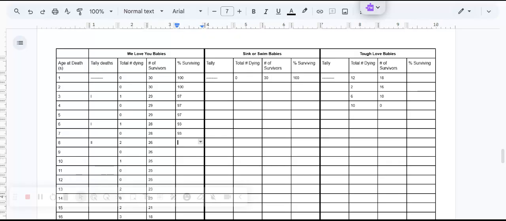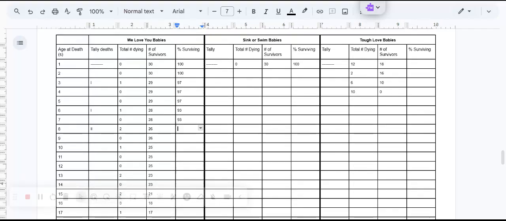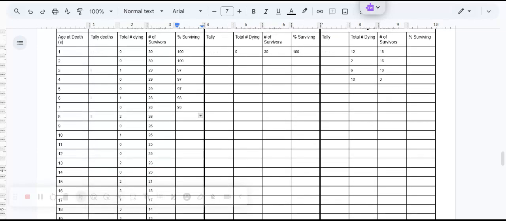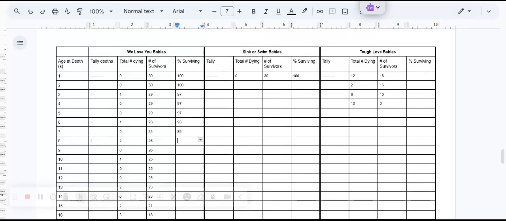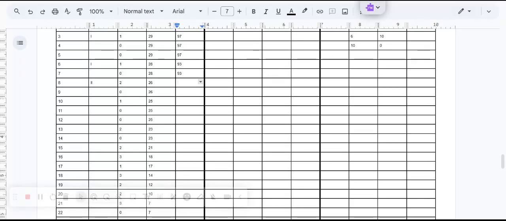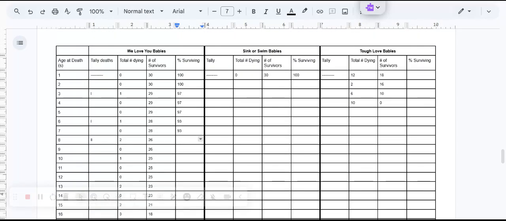So once I get all of my percent surviving, you should see some trends. You should see on We Love You Babies that you have a higher percent surviving until we get to the very end. Here, sink or swim, it's going to be kind of all over the place. And on Tough Love Babies, you're going to have a high percent dying at the very beginning, because remember, they have a lot of babies, but they don't take care of them. It's just sink or swim.